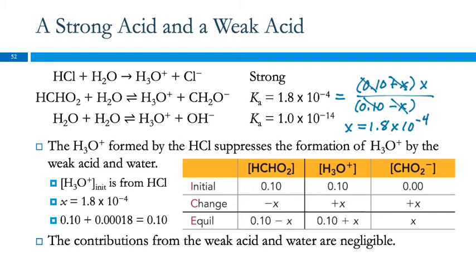So if I take 1.8 times 10 to the minus 4 and divide by 0.1 times 100, x is only 0.18%, so x is small. So this contribution from the weak acid is negligible. And the contribution from the autoionization of water is far smaller, not even worth calculating. Any questions?